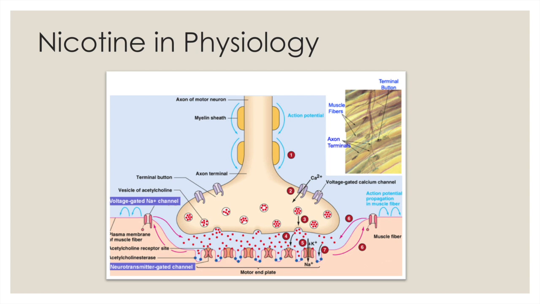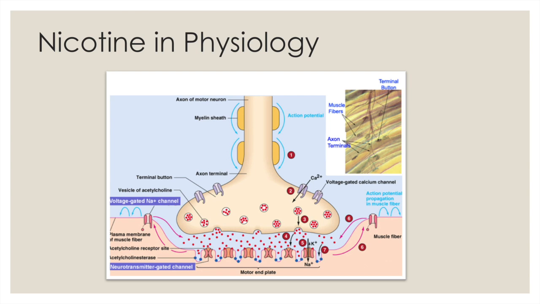Now that we know a little bit more about the chemical structure of nicotine, let's look at how it functions in the human body. First, we have to understand how acetylcholine functions in the body because nicotine can stimulate the same receptors that acetylcholine can use, which are nicotinic receptors. Acetylcholine is released by some efferent nerve cells in the body. For example, it's released at the neuromuscular junction, which means that it controls skeletal muscle contraction.